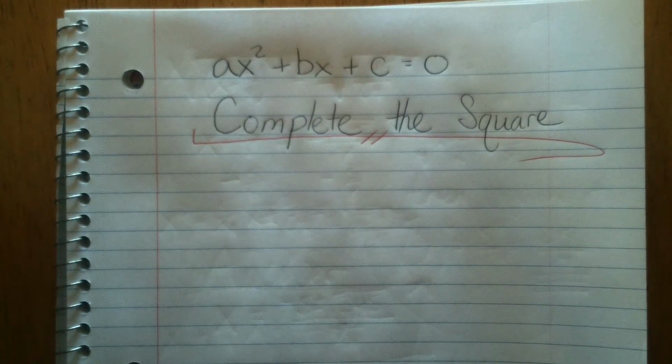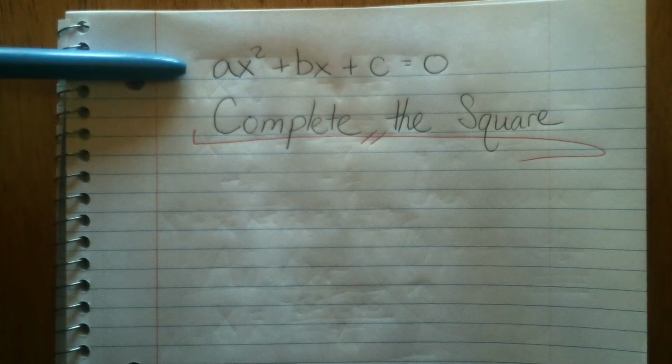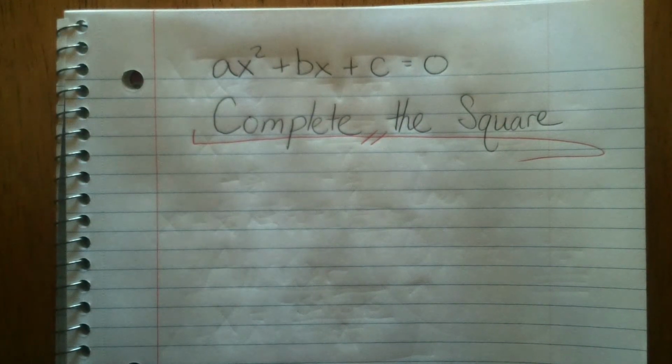Hello and welcome. So here today we have ax squared plus bx plus c equals 0, which you know is the standard form for our quadratic, and we want to complete the square on this. Hopefully you've watched the two previous examples, the previous video that had examples. If you have not yet watched those, I strongly urge you to go ahead and watch those two examples, the previous video.